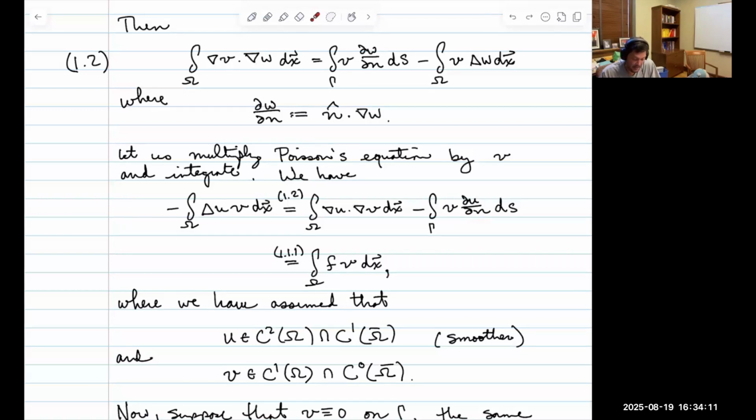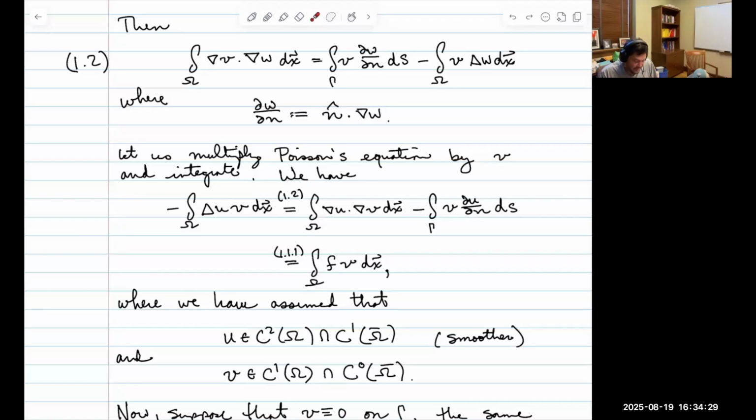Du dn, and it will make sense as long as it's a C1 function on the boundary. Okay? Or up to and including the boundary, I should say. Okay, so that's the reason I've added the extra regularity.